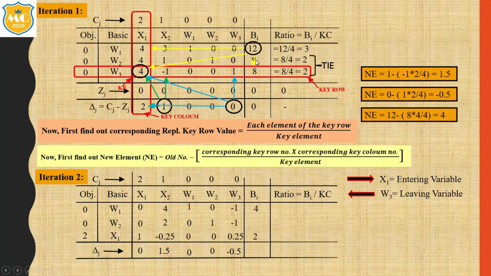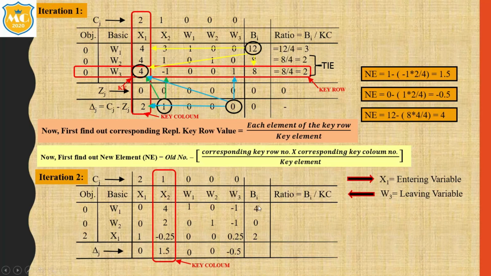Next again, old number is 8. Key row number 8 into key column 4 divided by 4. So here 8 minus 8, so here we get the 0. Now in iteration 2, in delta j, we have to find out the most positive number. So your most positive number is here. So this is your key column.